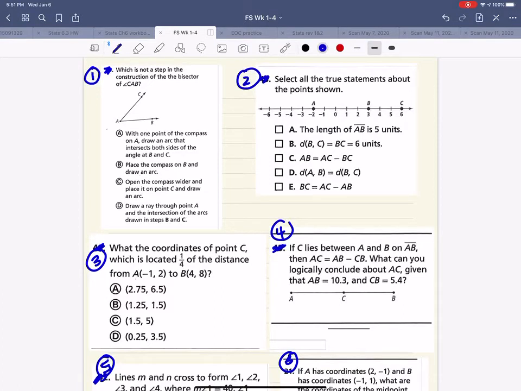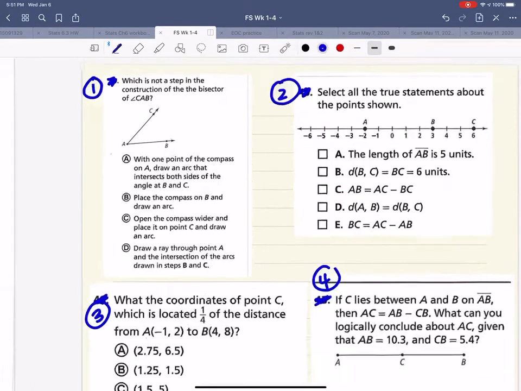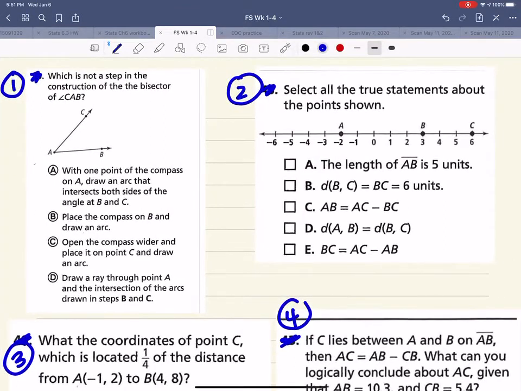It says, what is not a step in the construction of bisect? So we said step 1, I make an arc, and I label these 2 new points, okay? Step 2, I make an arc from each of these 2 new points, which creates a new point out here, which I'll call F, and then there you go. That helps me line up cutting that in half. I cut that in half.